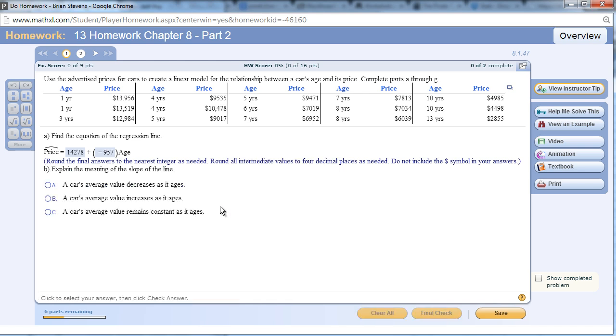Explain the slope of the line. The car's value is going to decrease, as we stated. Explain the Y-intercept. The Y-intercept is a car with 0 years of age, so it's a brand new car.